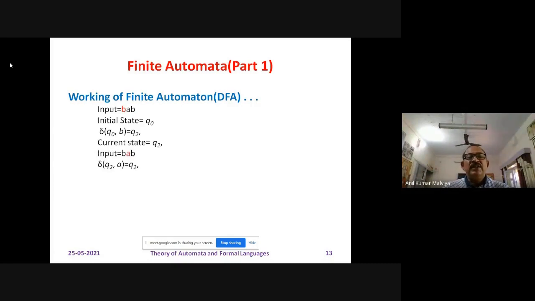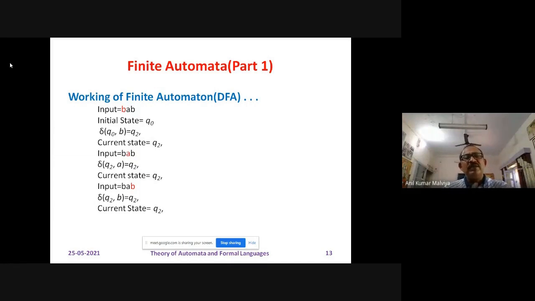Now the machine is in state Q2, and if it reads A, it remains in the same state. Now the current state is Q2, and at this time the tape head moves in the right direction and points to the symbol B. If the machine is in state Q2 and the input is B, here you can see the machine remains in the same state, that is Q2.